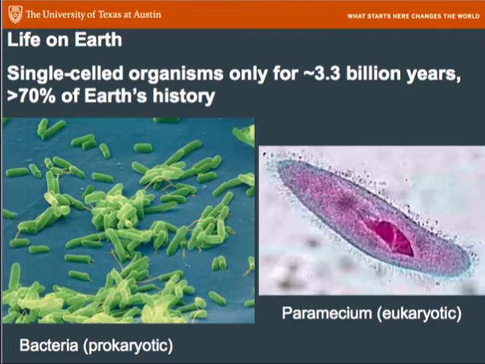First, let's clear up some terminology. Prokaryotes, like bacteria shown here on the left, are single-celled organisms without a nucleus. Eukaryotes are single-celled and multicelled organisms, and the cells have a nucleus.